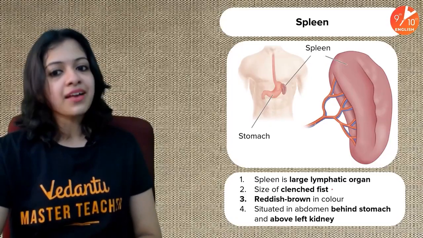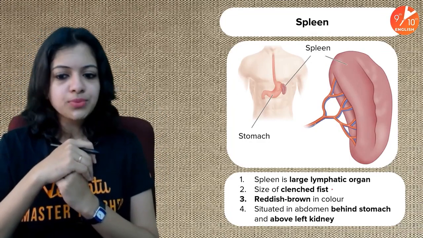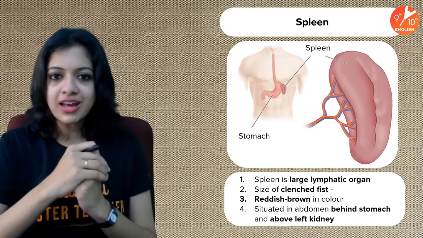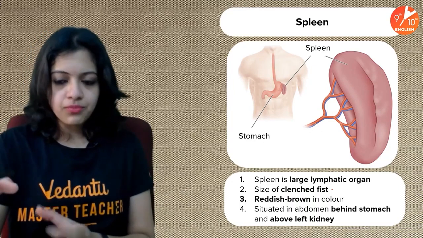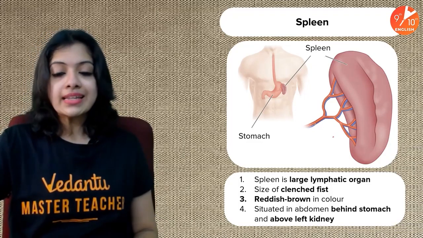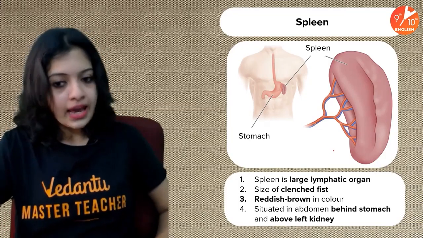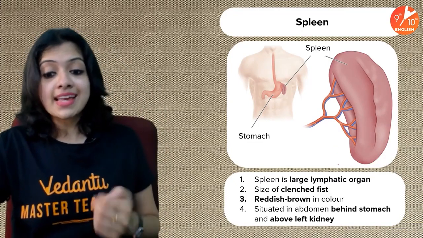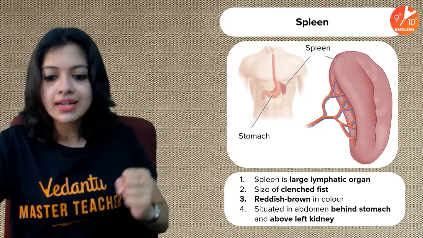But we are not done yet. I have something very small to add, about one of the organs which we call the lymphatic organs. There is quite a handful of lymphatic organs found in our body. The spleen is one major lymphatic organ. You find it situated in the abdominal region, behind the stomach and above the left kidney. It is reddish brown in color, and it's said to be the size of a clenched fist, roughly like how we describe the heart.